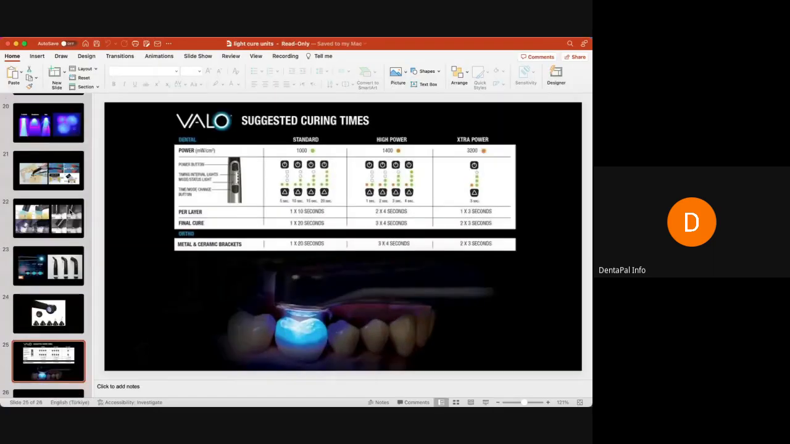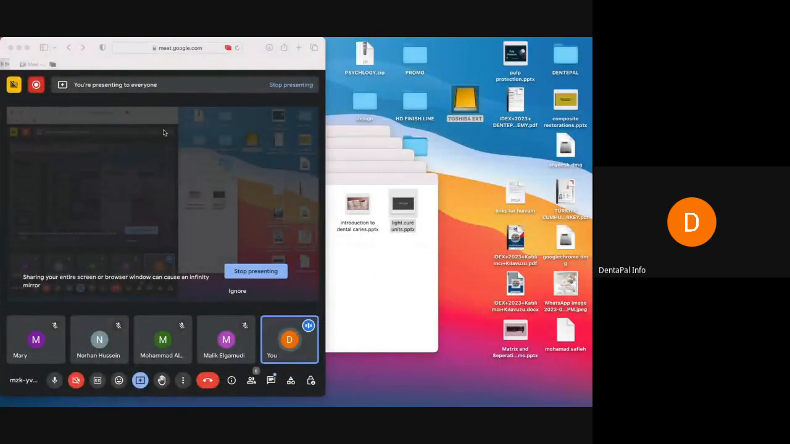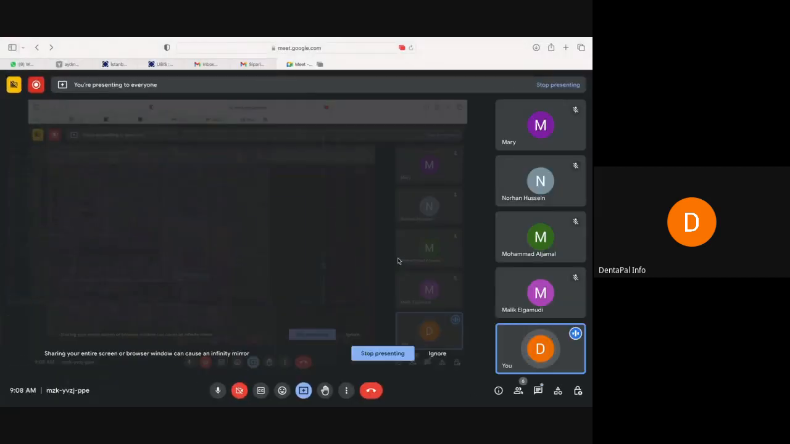So this is all about light curing machines. Thus, we have at least covered one topic, which is necessary for composite restorations. And at 12, we will cover other topics, okay?